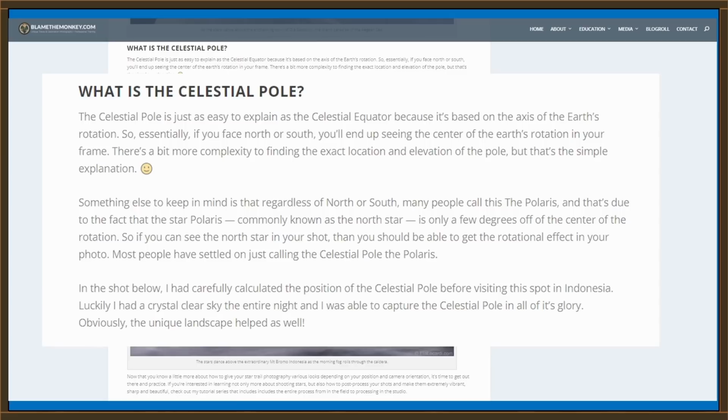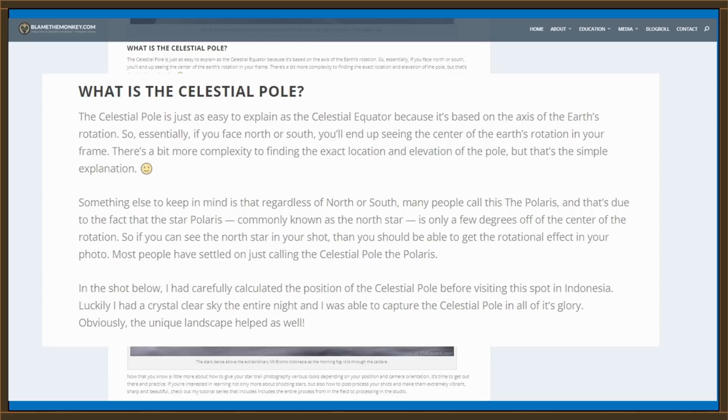And that's due to the fact that the star Polaris, commonly known as the North Star, is only a few degrees off the center of the rotation. So if you can see the North Star in your shot, then you should be able to get the rotational effect in your photo. Most people have settled on just calling the celestial pole the Polaris.